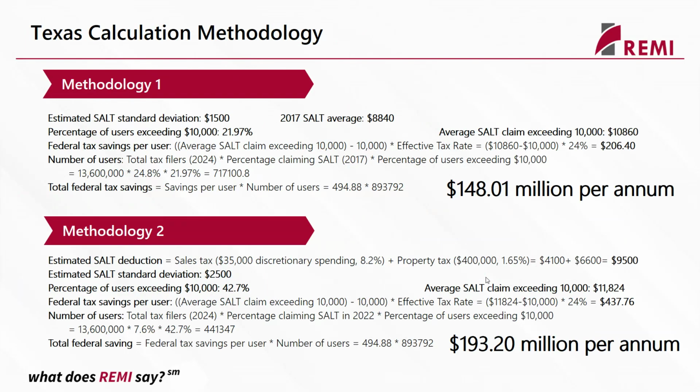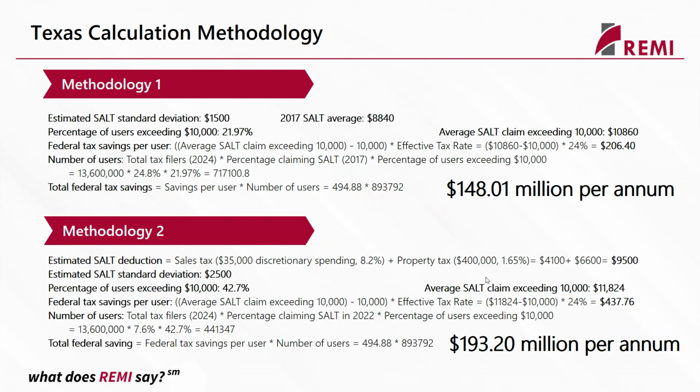We used a similar process with Texas, with some added complexity because the SALT average we calculated was below the original $10,000 cap. So instead, we estimated the standard deviation for the 10,000 and 40,000 cap. Using those numbers, we then determined the percentage of users exceeding 10,000 using the z-score in the normal distribution, which was found to be 21.97%. And we also estimated the average SALT claim using the same normal distribution, resulting in a value of $10,860. After conducting the same process as earlier, we multiplied the resulting savings per user by the number of users, getting $148.01 million in annual savings.